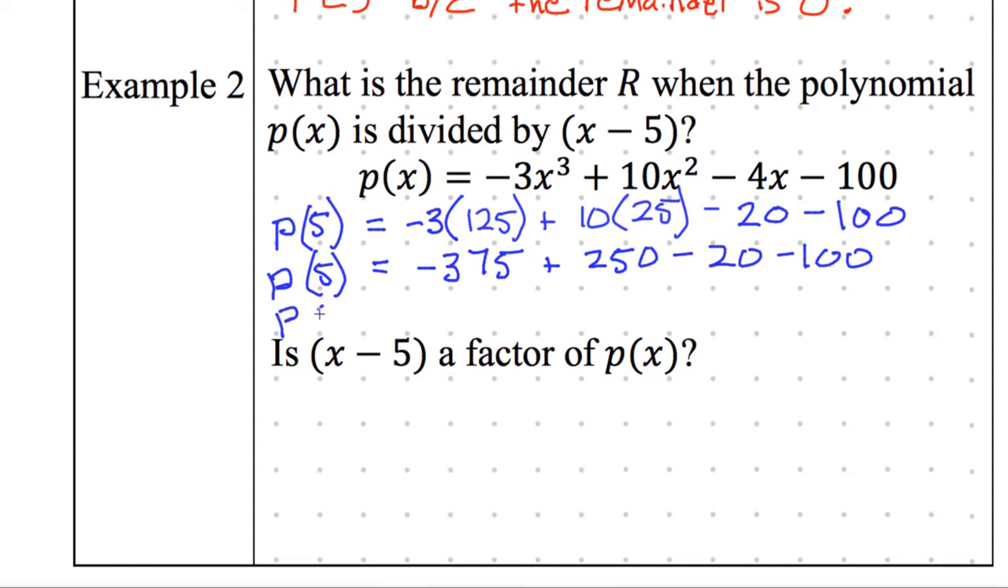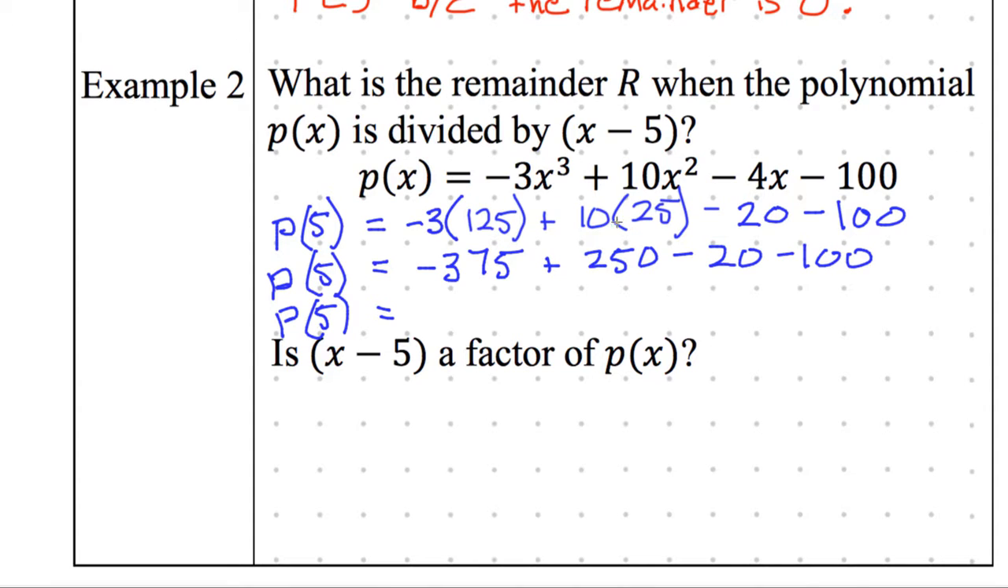And when I simplify all that, P of 5 is equal to what? Negative 245. Okay, maybe we should do this. I just go out of order to do whatever is easiest. Negative 375 and 250 gives negative 125. Negative 125, negative 145, negative 245. 205, right? It's 245. Negative 245? Yeah.